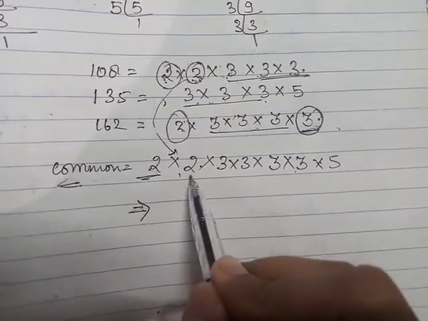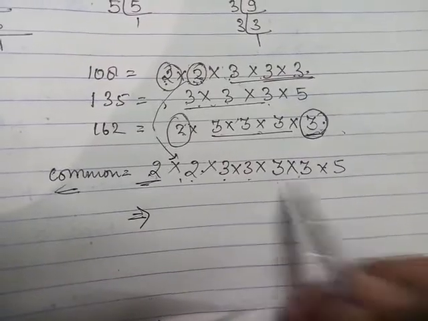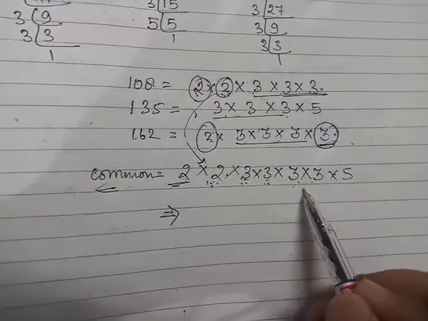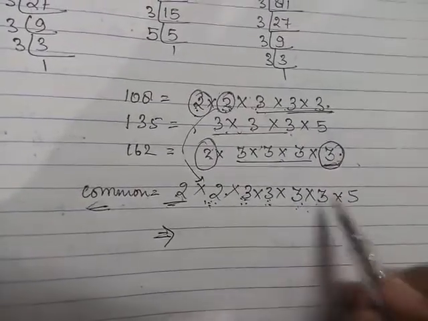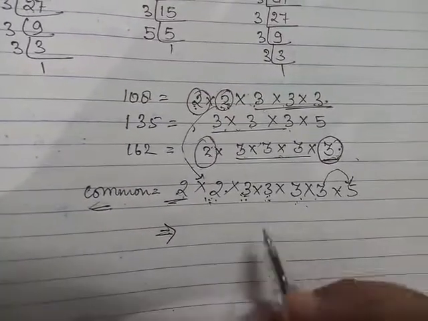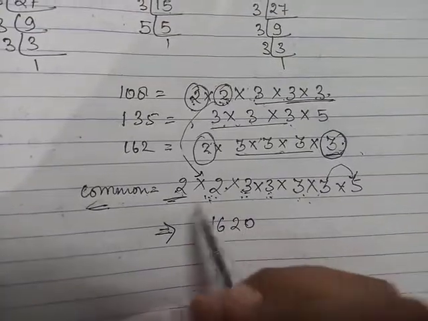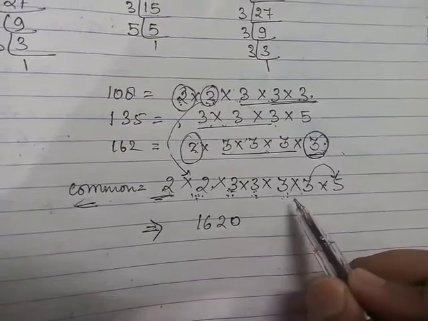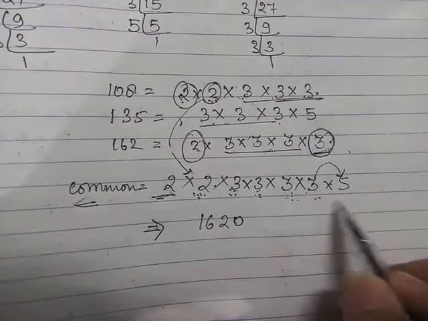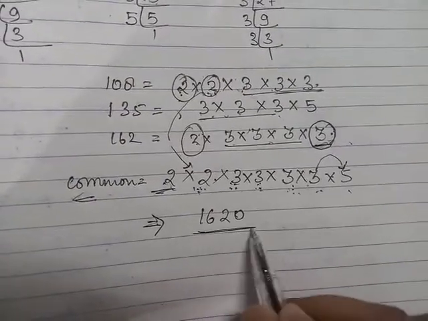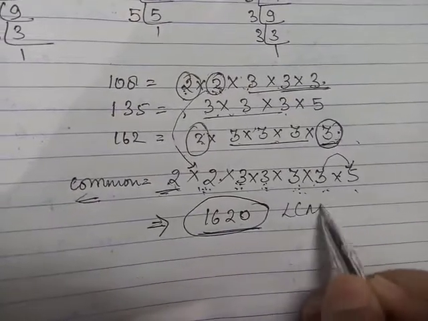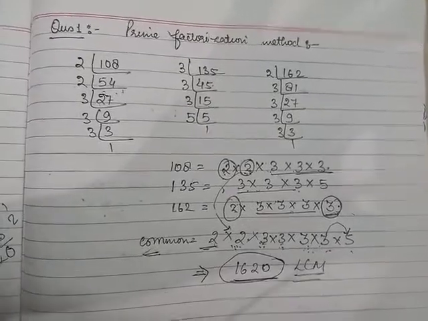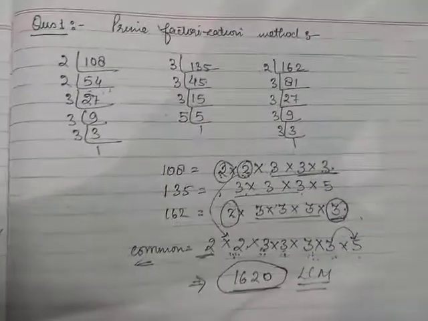2 multiply 2, 4. 4 3s are 12, 12 3s are 36, 36 3s are 108, then 108 3s are 324, and 324 multiply 5 will be 1620. So our LCM is 1620.